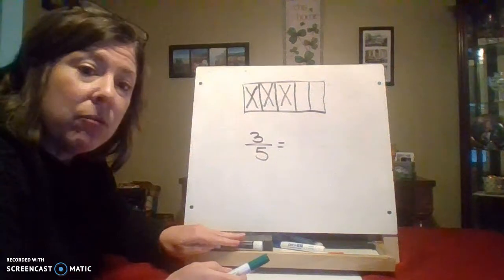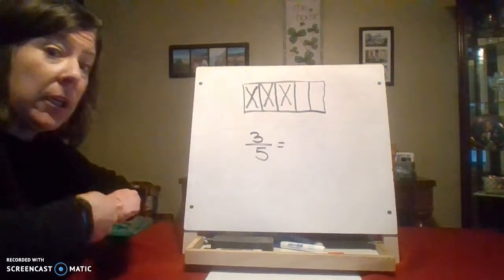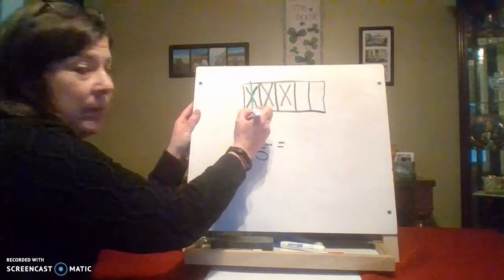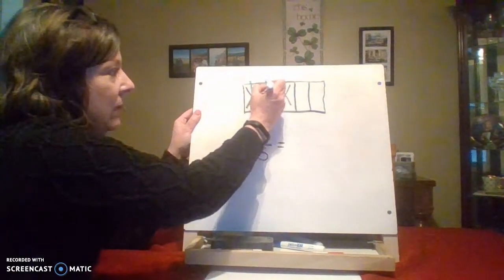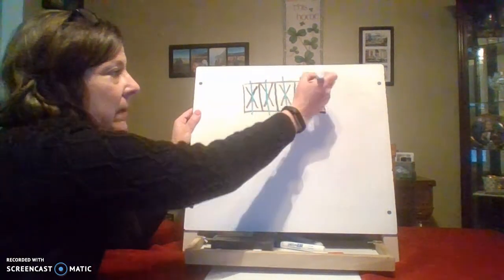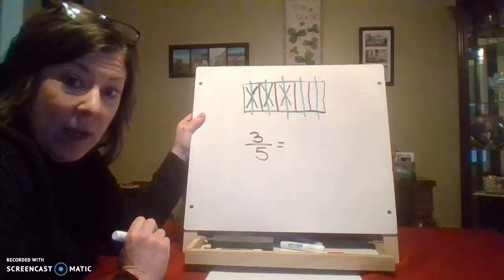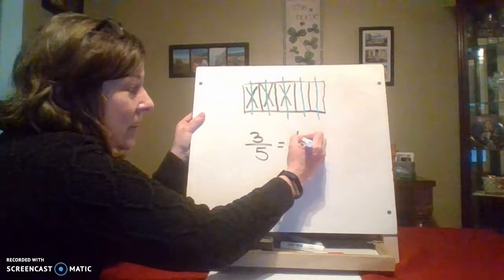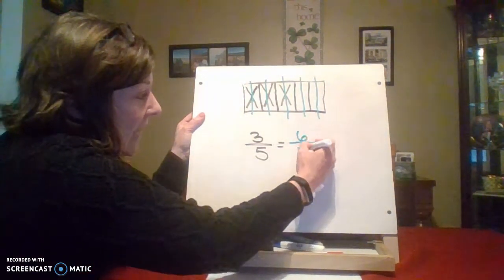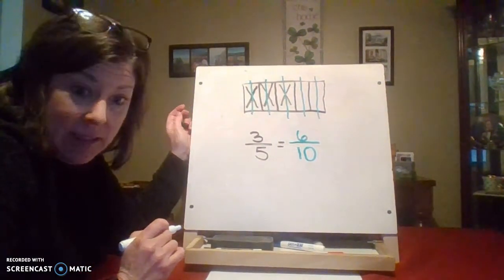But let's say I take my 3/5 or my fifths and I make them 2 times smaller. So that means this 5th is going to be cut in 2, this 5th cut in 2, this 5th cut in 2, this one, and this one. Now what do I have? Well, I have 6 smaller pieces out of 10. So 3/5 is equal to 6/10.